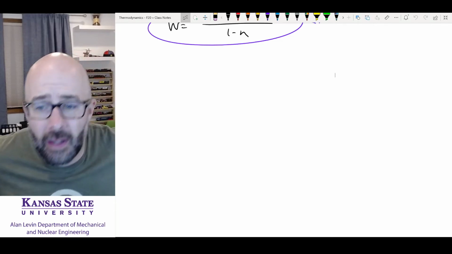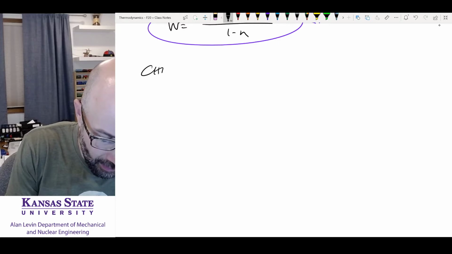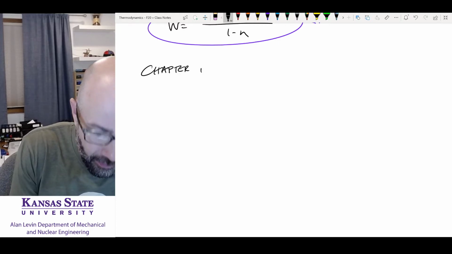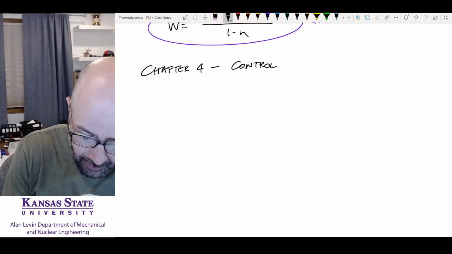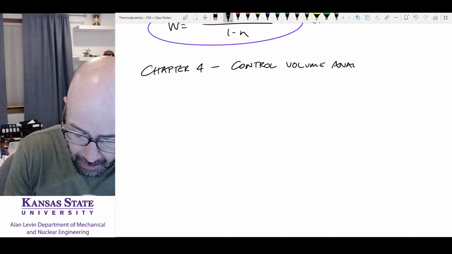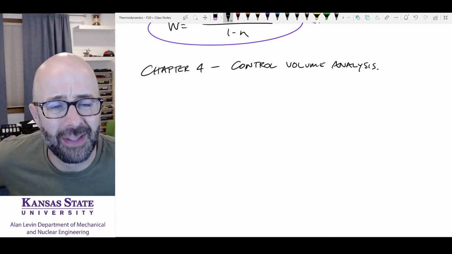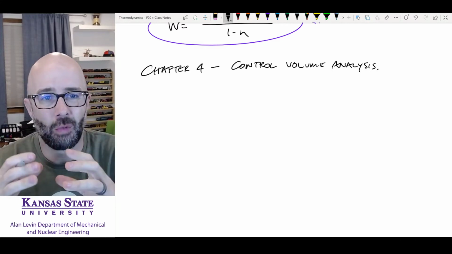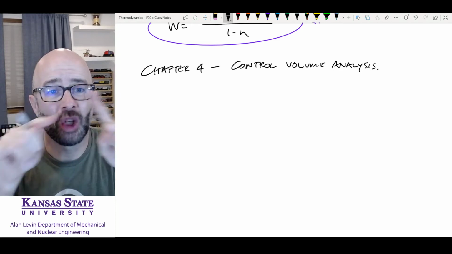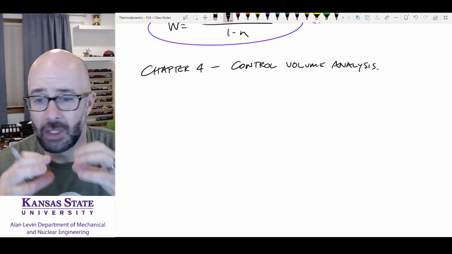Okay, so now we are on to chapter 4, and chapter 4 is going to be talking about control volume analysis. Okay, now why do we say control volume instead of open systems? Okay, we're controlling the volume. We're controlling that this volume is what we're going to look at. We're not controlling the mass inside that volume anymore. We're just controlling that volume.